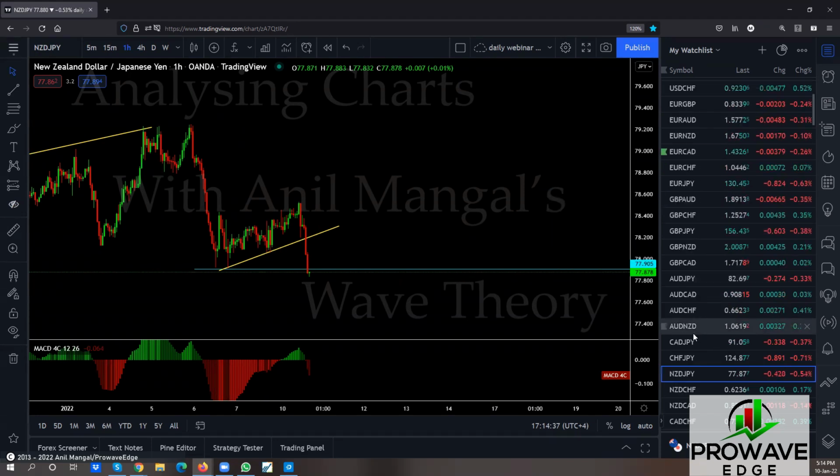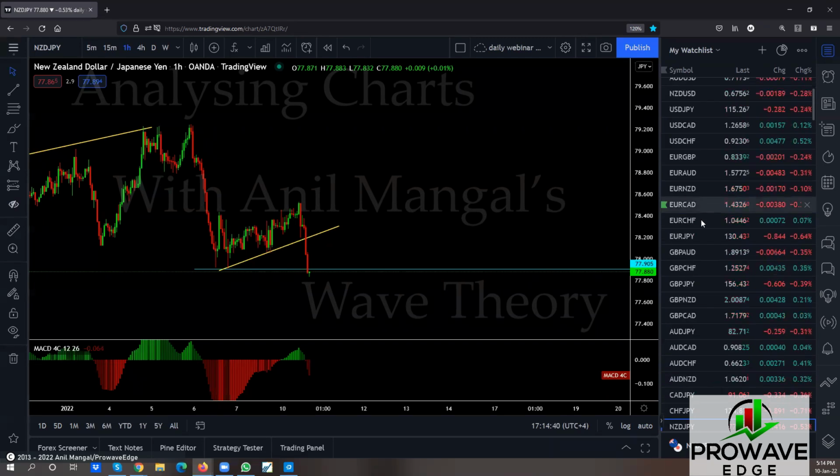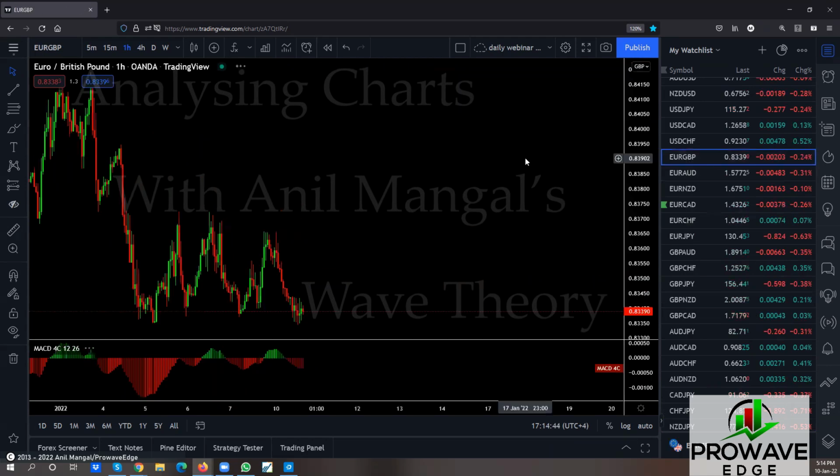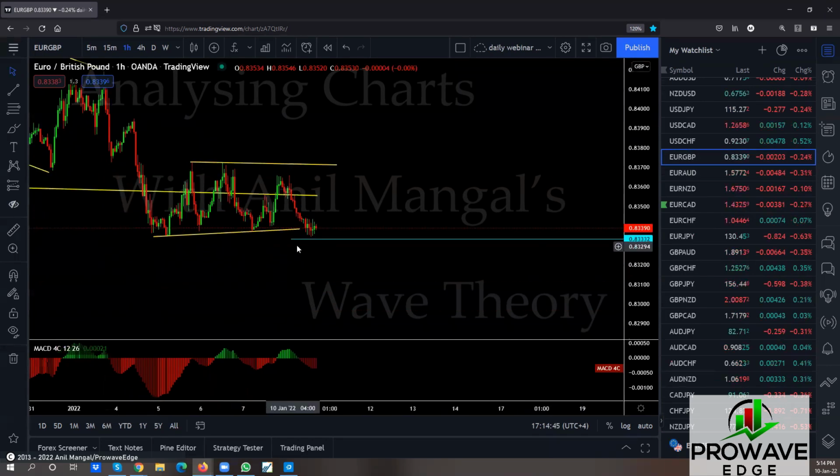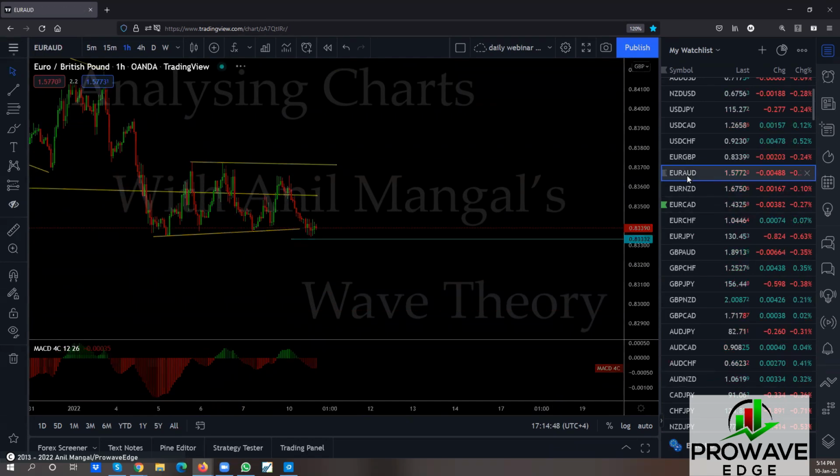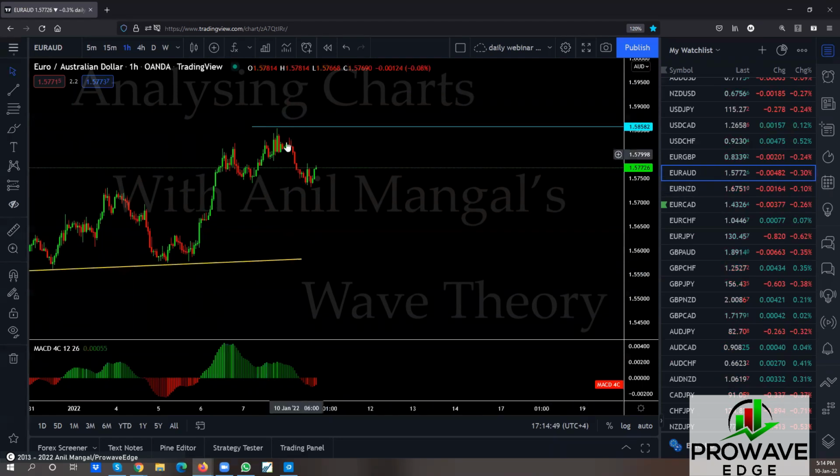Let's go. We're looking at the Euro-Pound. We're looking for a sell setup, an entry under the low here. We're looking at the Euro-Oz. Entry for a buy there.